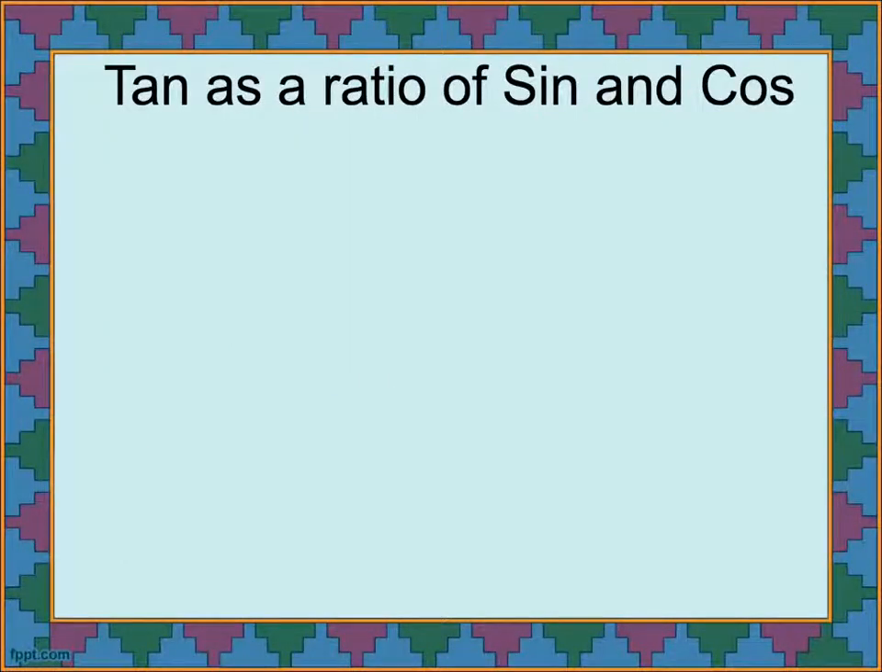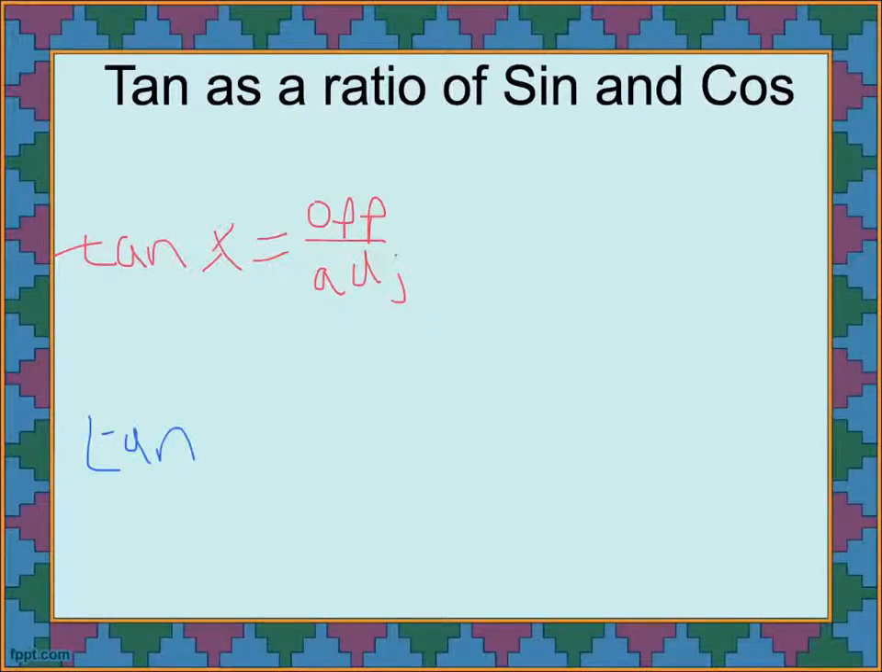So here we go. We want to be able to write tangent as a ratio of sine and cosine. Let me just give you a minute. Can you write down what you know about tangent? Tangent is opposite over adjacent. What if I told you that we can also write tangent as sine over cosine? Sorry, I really need a new stylus here.